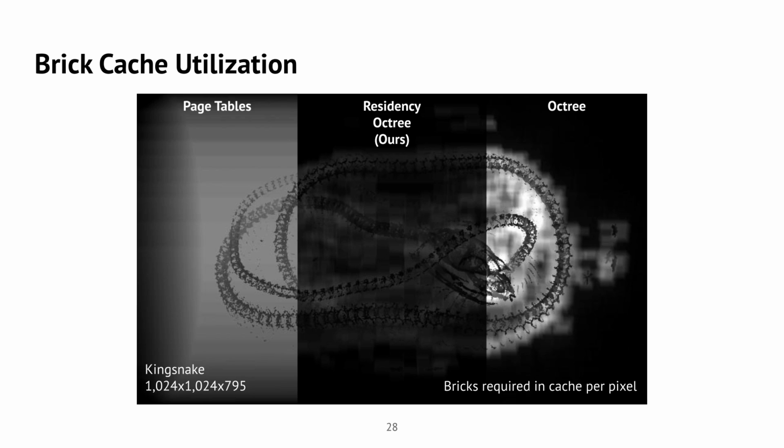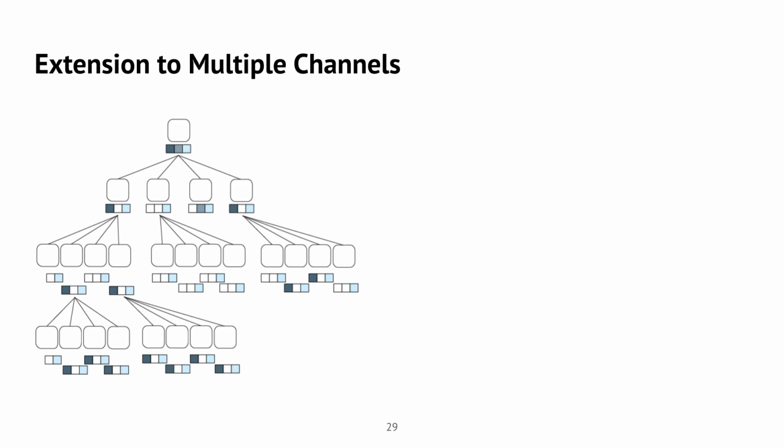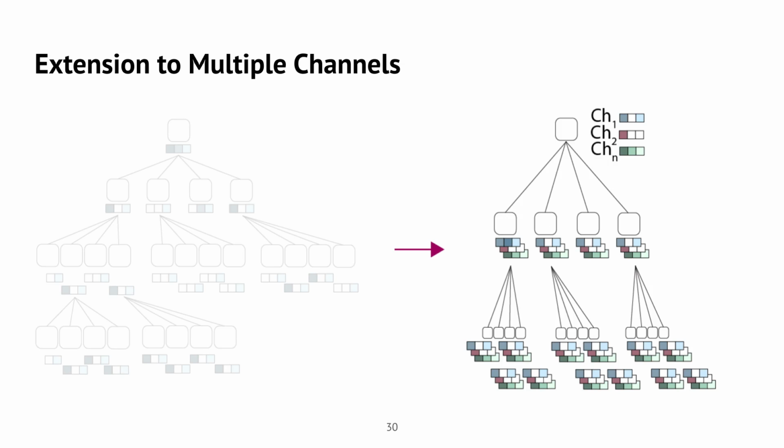Now let's see how we can extend our method to multiple channels before looking at some results. In the single channel case, the Residency Octree stores for each node in which resolutions its corresponding bricks are currently available in cache. Extending this concept to multiple channels is trivial. Instead of storing the cache residency of corresponding bricks for just one channel, each node now stores their information for multiple channels. Because all channels share the same octree structure, we only have to traverse the octree once per sample during rendering, and because we can access any resolution level of any channel from any node, we can easily mix resolutions if needed or wanted.